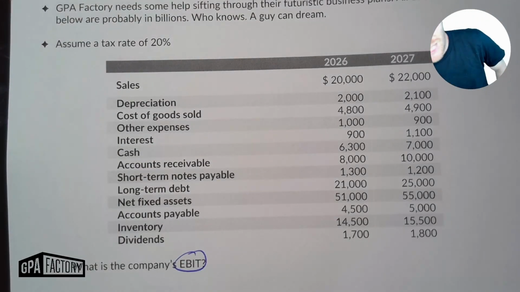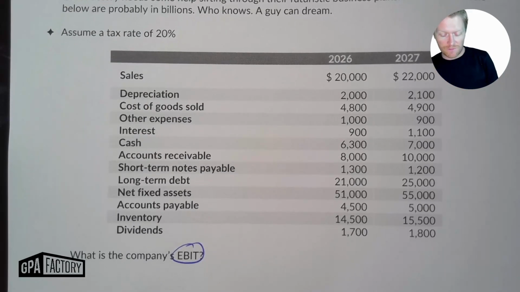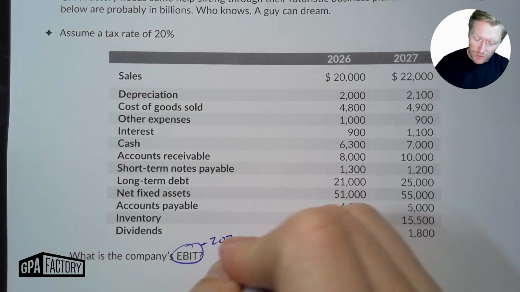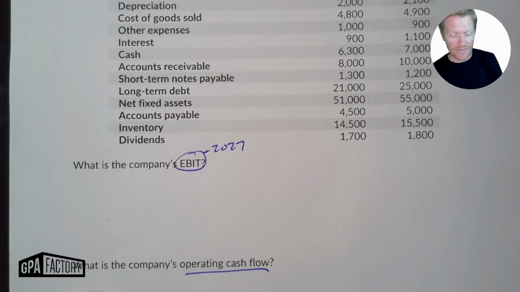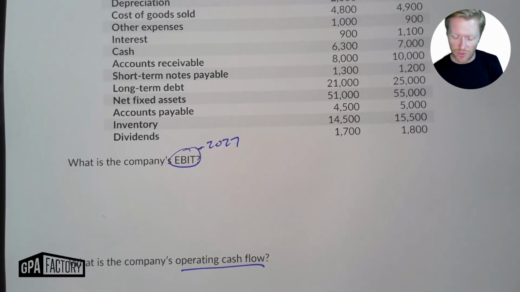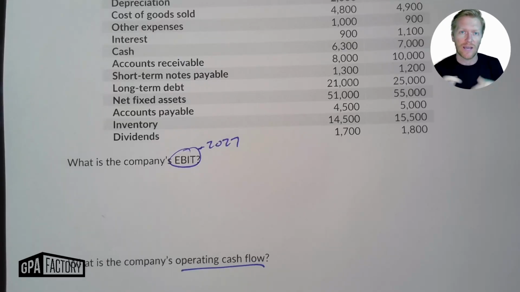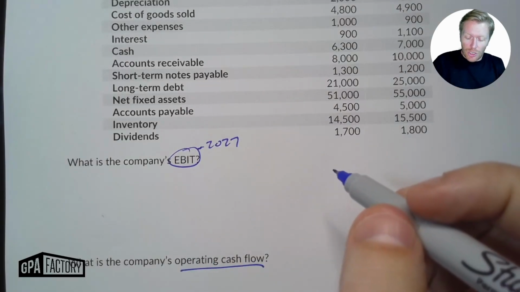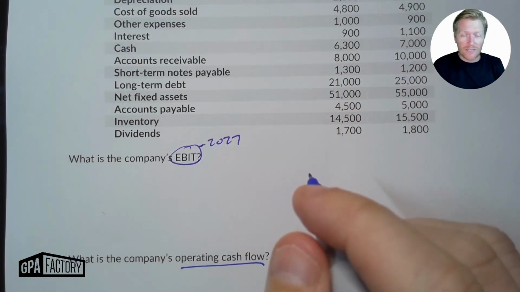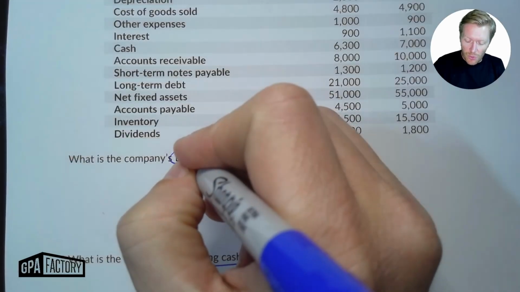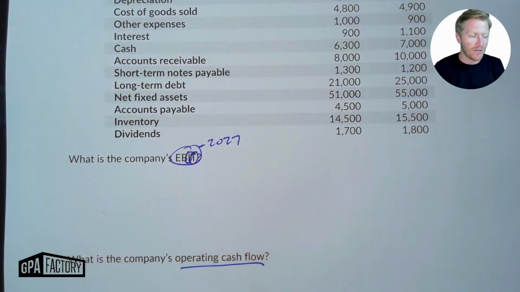Okay, so just getting our feet wet here, we are asked for EBIT, and we're going to do that for 2027. So EBIT for 2027, let's get to it. This is just us working down our income statement. So we want to get to earnings before interest and taxes. Whenever I'm saying earnings, I mean net income. Earnings before interest and taxes means net income before I have subtracted off interest and taxes. So we're taking our revenue and we're going to just start subtracting off everything until the only things that we haven't subtracted are interest and taxes.